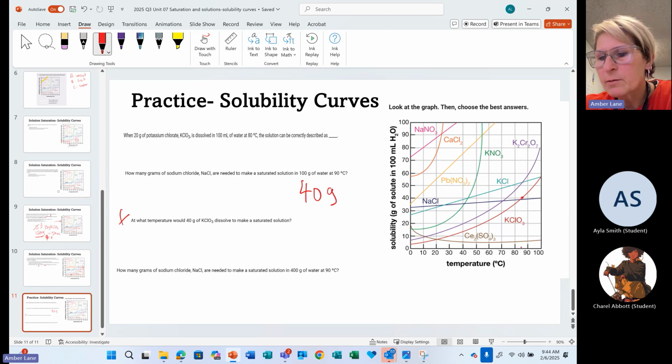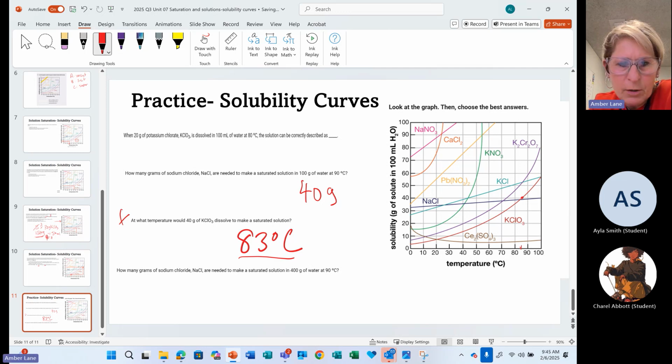But would you guys agree maybe 83-ish degrees Celsius if we come all the way down? Maybe 83 or 84. Something like that. And they'll probably give you some options, so it will narrow it down a little bit. And then our last one, it says how many grams of, so we're back to sodium chloride. So we're back to this line right here. Make this quick since we're over.